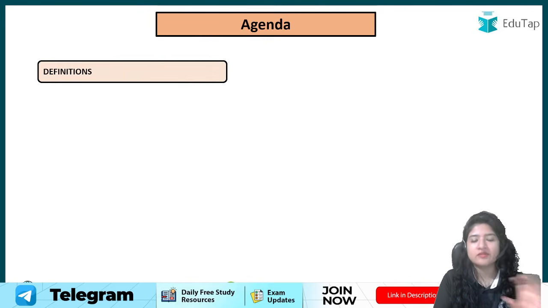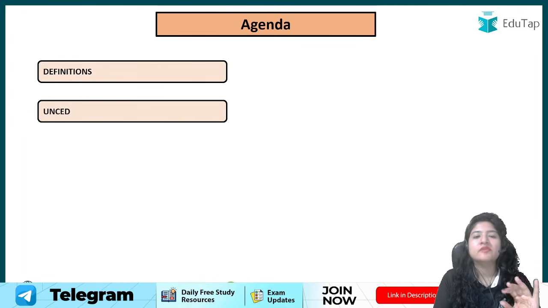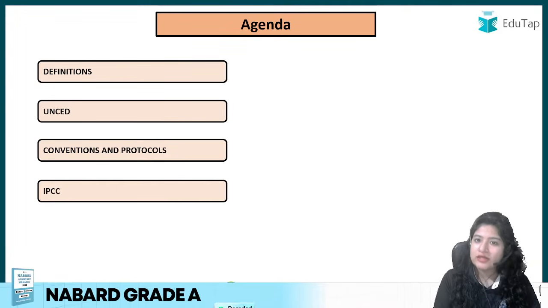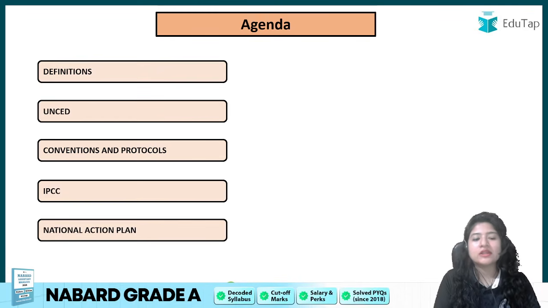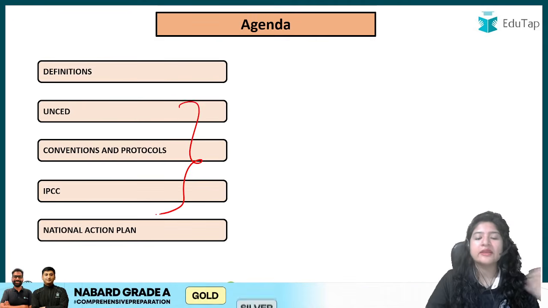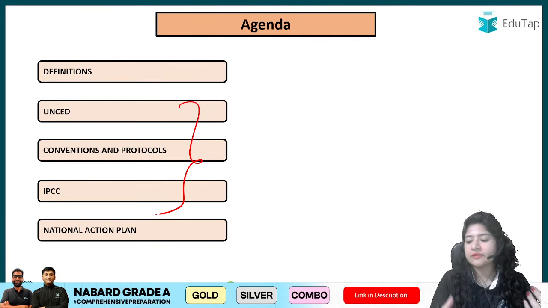So we will understand from the basic definitions, then we will talk about UNCED that occurred, then after that the conventions and protocols that are there, what is IPCC, and finally what are the national action plans. Means India has also made some plans for itself so that it can fulfill whatever international commitments India has made, right?